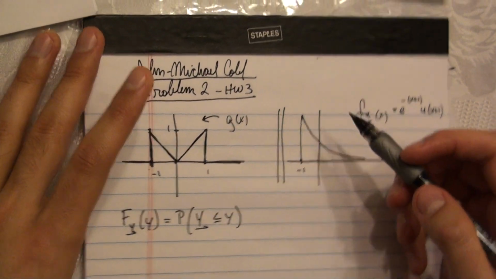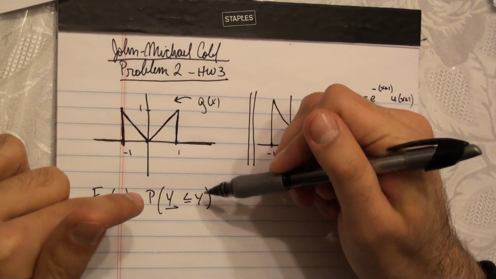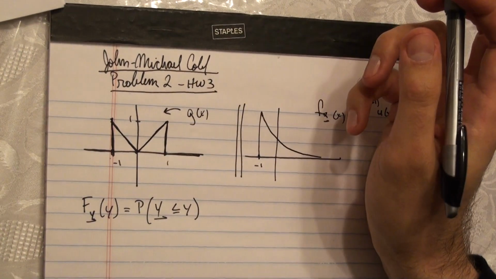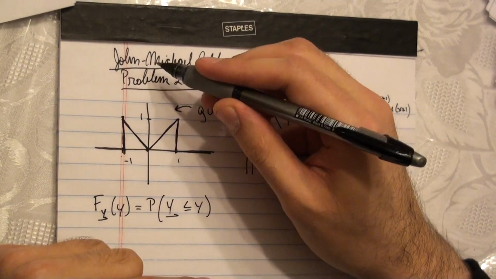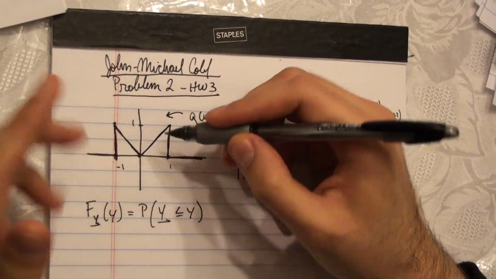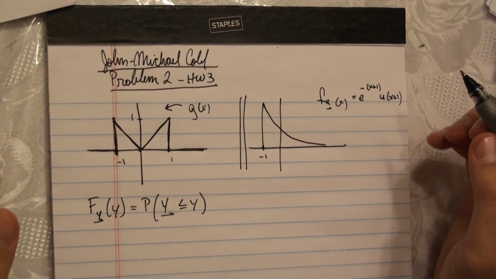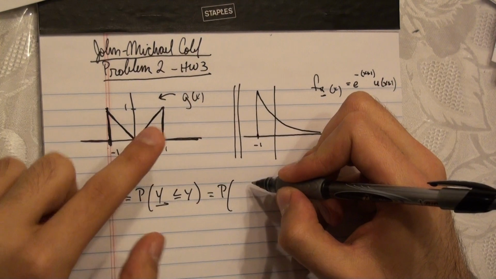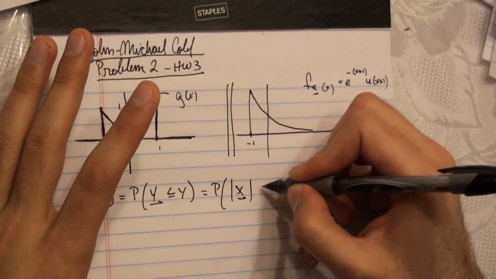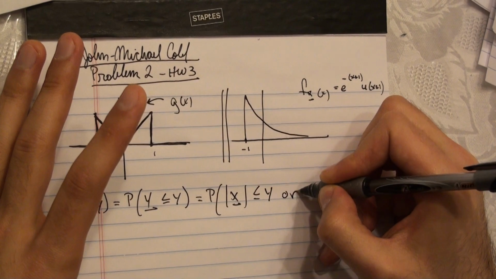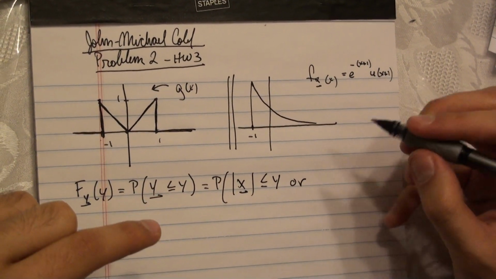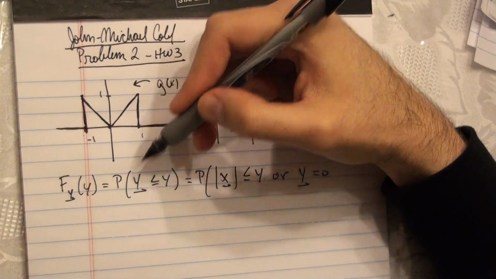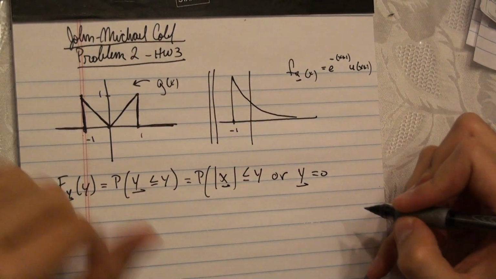Now, if we take a look here, this only happens for when y is greater than or equal to 0. So when y is greater than or equal to 0, then random variable Y will be less than or equal to y. So there are two cases that we have to consider. So we have the probability that the absolute value of X is less than or equal to y. Or we also have the case where random variable Y is equal to 0. Because in that case, y and random variable Y are equal, which is part of this probability. So we have to consider that.